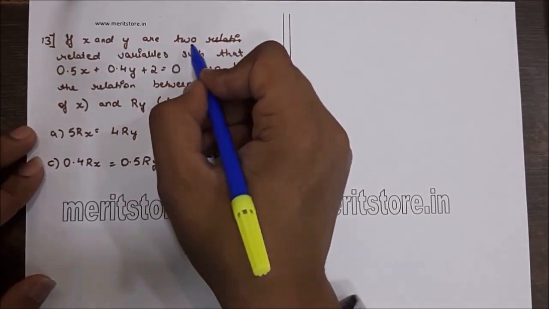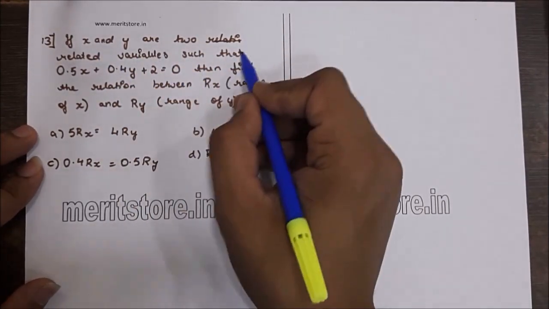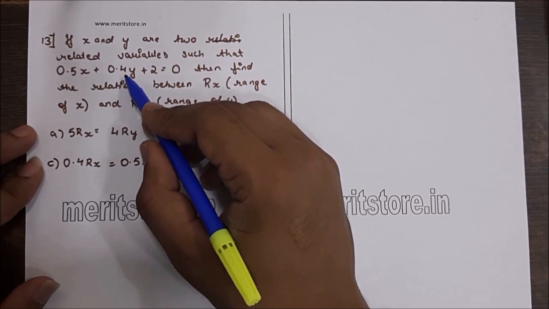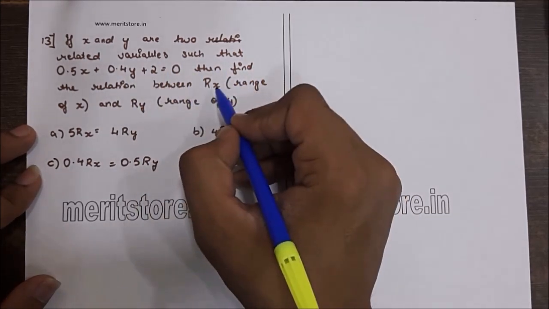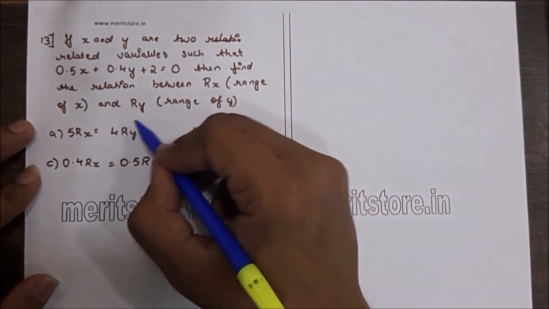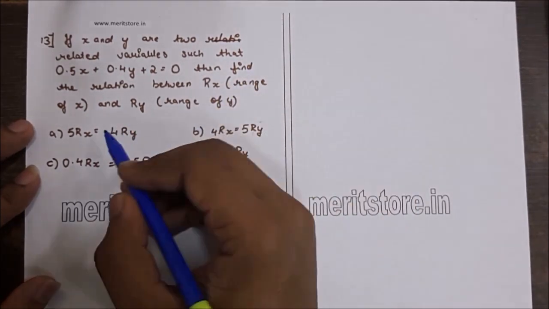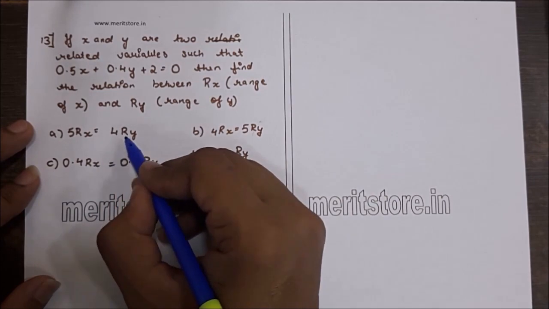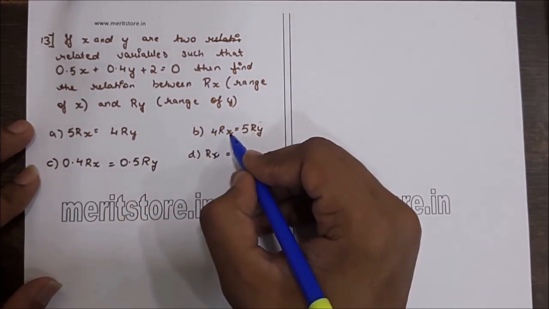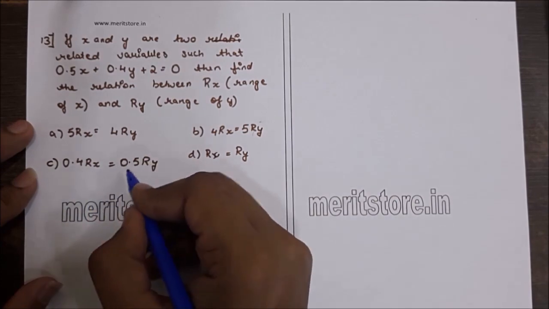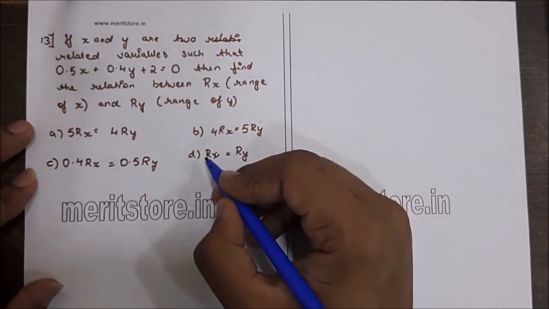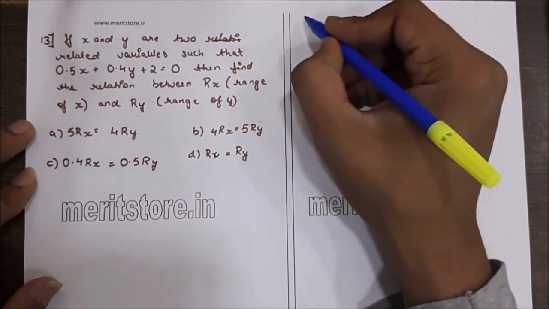If x and y are two related variables such that 0.5x plus 0.4y plus 2 is equal to 0, then find the relation between Rx, range of x, and Ry, range of y. Option A 5Rx is equal to 4Ry. Option B 4Rx is equal to 5Ry. Option C 0.4Rx is equal to 0.5Ry. Option D Rx is equal to Ry.